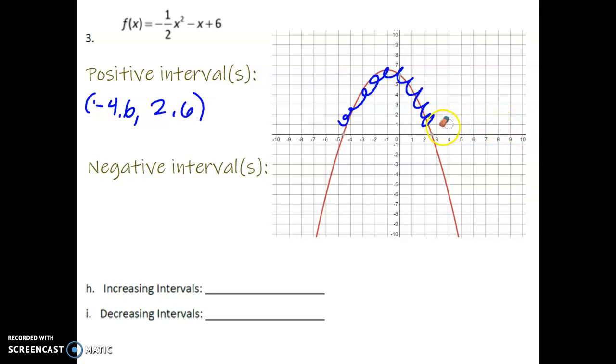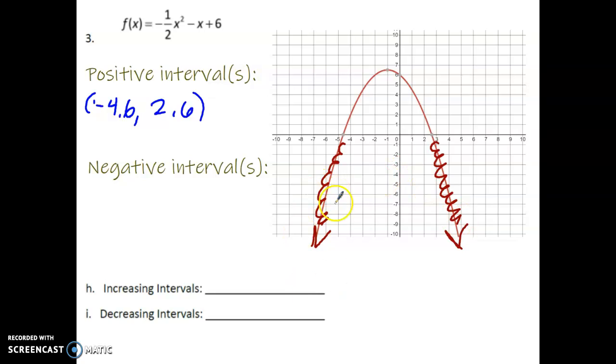Okay, well, how about where this one is negative? If positive means above the x-axis, then negative must mean below the x-axis. So we're going to find the intervals where this one is below the x-axis. And we have two, here and here. Now remember, Desmos doesn't put arrows, so you need to go back and make sure yours has arrows. That's going to cause you problems with your intervals if you don't.